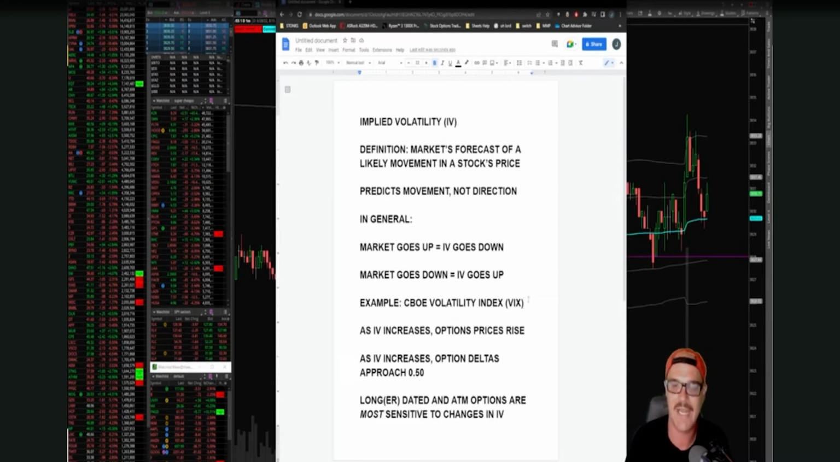Longer dated and at the money options are most sensitive to changes in implied volatility. So short-term options really don't feel as much of a change in implied volatility as longer dated options do. So out of the money options, your more speculative bets, aren't going to be affected as much by changes in implied volatility as at the money options.